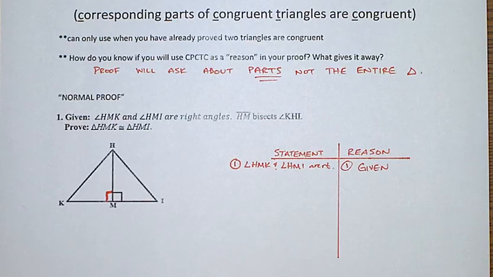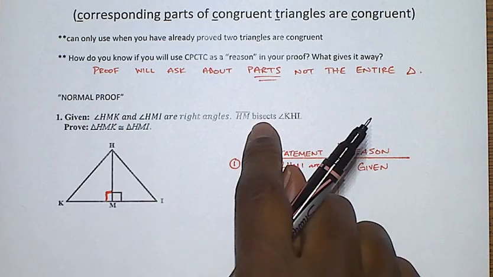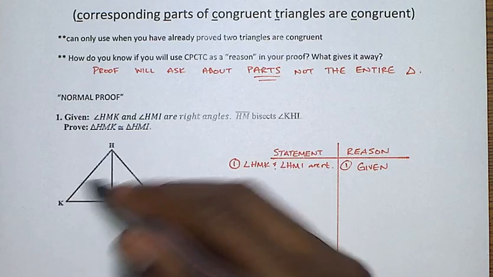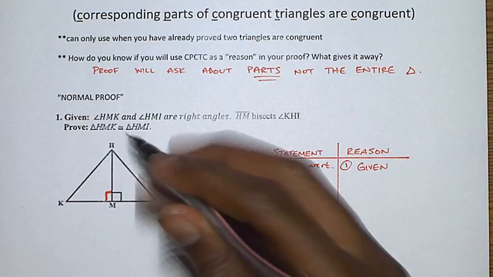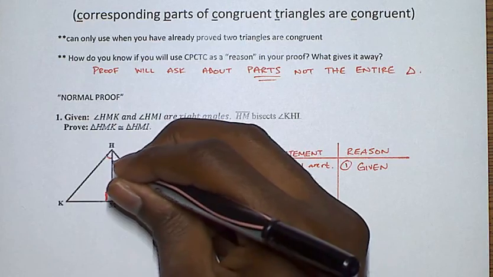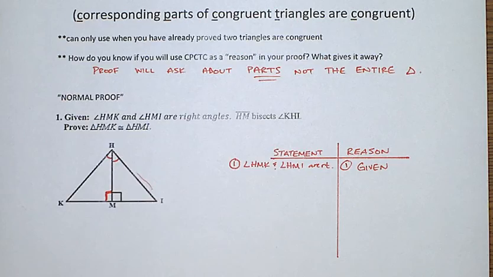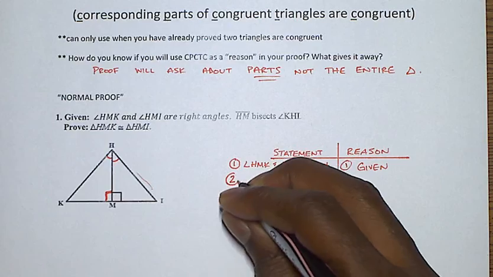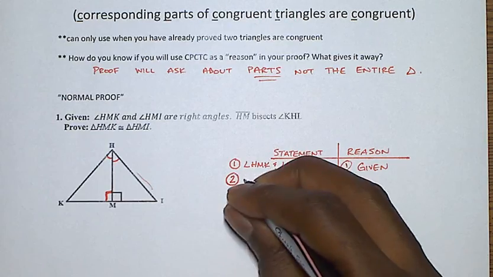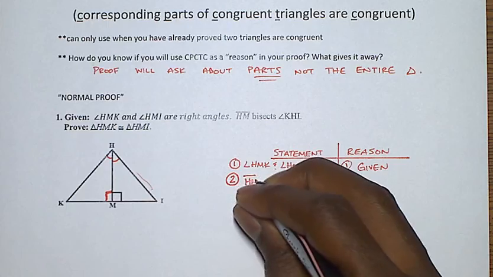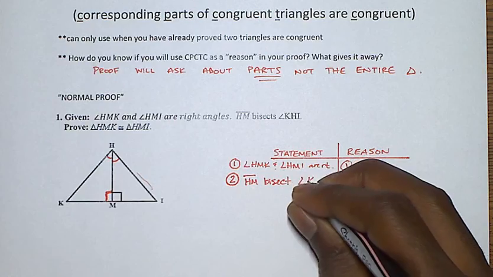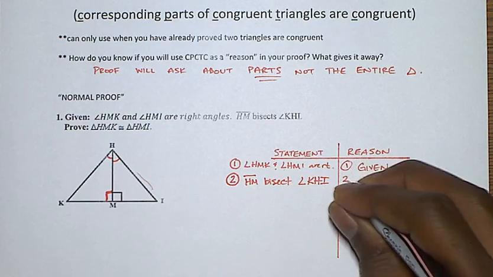Alright, something else they told us is that HM bisects angle KHI. So what does that mean for us? HM bisects KHI. KHI is this angle. Bisects that angle. That means it cuts it in half. So that means that these two angles should be congruent. Now I've made this marking because I like to have my marks there, but I need to make sure that I write everything I need to in my proof. So I need to write this given statement here in my proof. HM bisects angle KHI. Okay. It's also given.